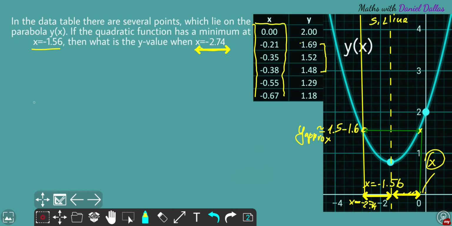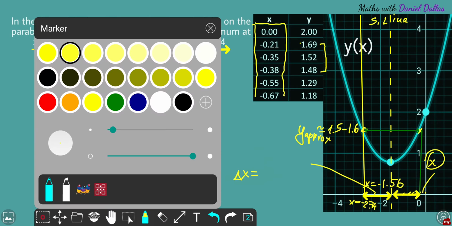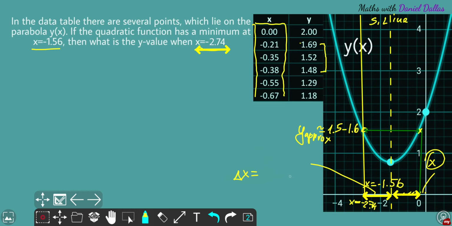Okay, so how to find it? You simply know that this distance we can mark as delta x, and it can be calculated as the difference between your coordinate, the absolute distance, negative 2.74, and you take away minus 1.56. That's how you get the distance. You take the absolute value. If you calculate delta x, if you subtract, you'll get 1.18. So this segment is going to be 1.18. Obviously, this segment will have the same value, so this width is going to be the same value.